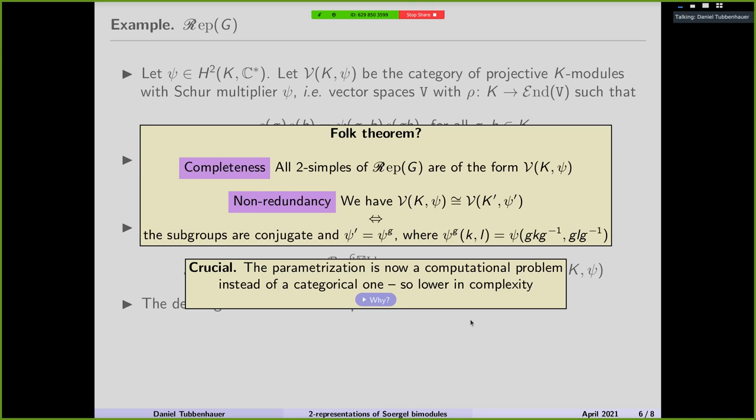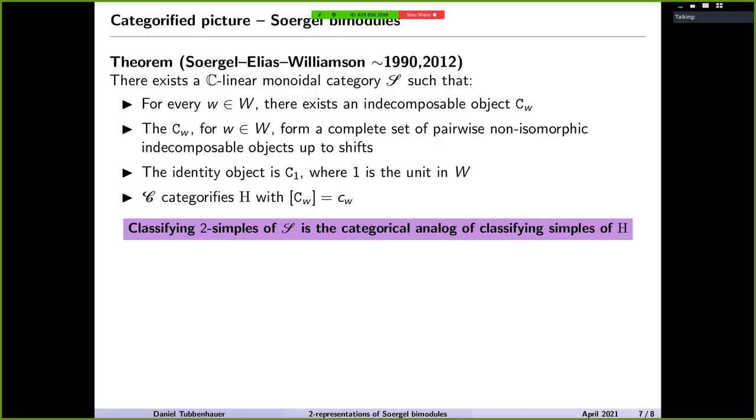Not quite, of course, because you're looking for conjugacy classes of subgroups. But you get the point, right? Someone has computed that before, and it's not so bad. Okay, so this is a really nice classification theorem, and it will turn out that for Soergel bimodules, so categorical Hecke algebras, the classification problem looks exactly the same, which is a pretty weird and kind of unexpected result.